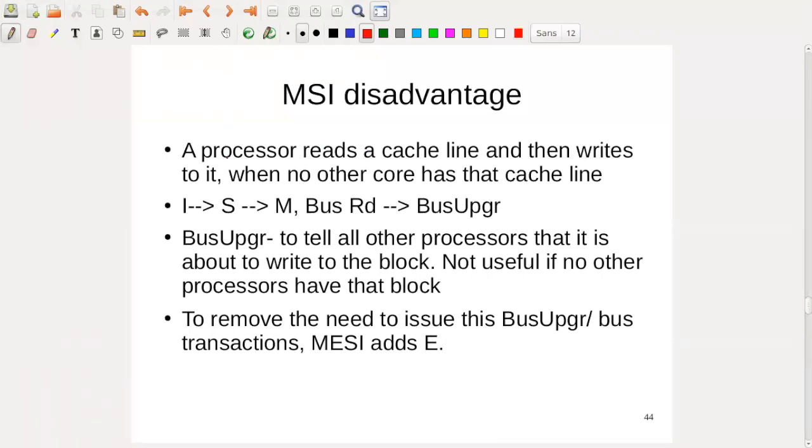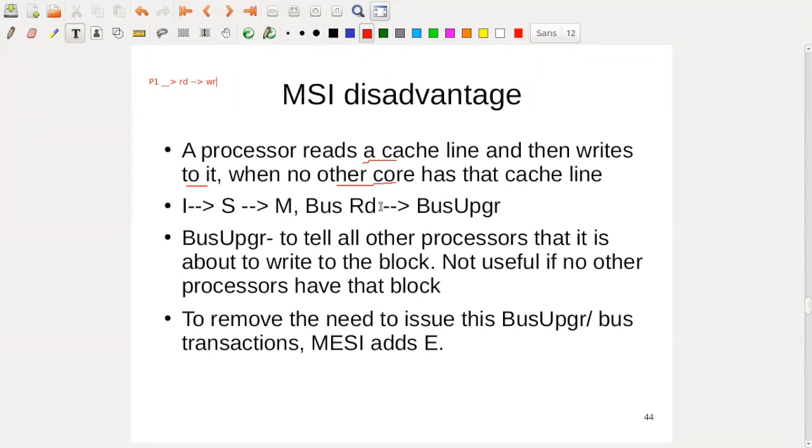So what is the disadvantage of specifically the MSI protocol? A processor reads a cache line and then writes to it, assuming that no other core has that cache line. Let us say that a processor P1 is trying to do a read followed by a write to that same cache line, and this is assuming no other processor has that cache line. So this means that it is initially in the I state, it changed to S because it read it, and it changed to M because it wrote to it.